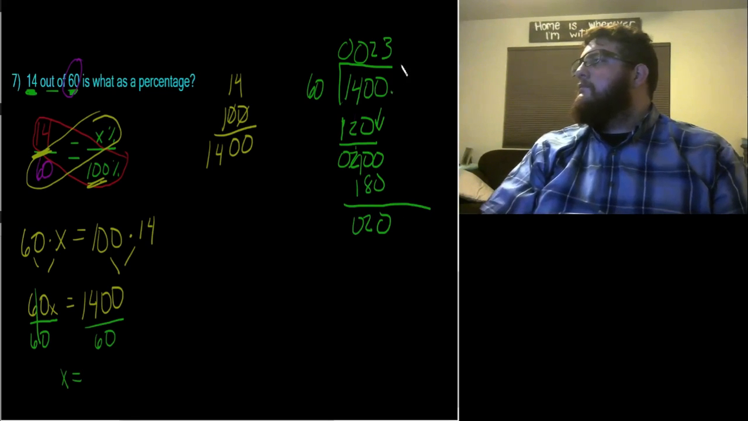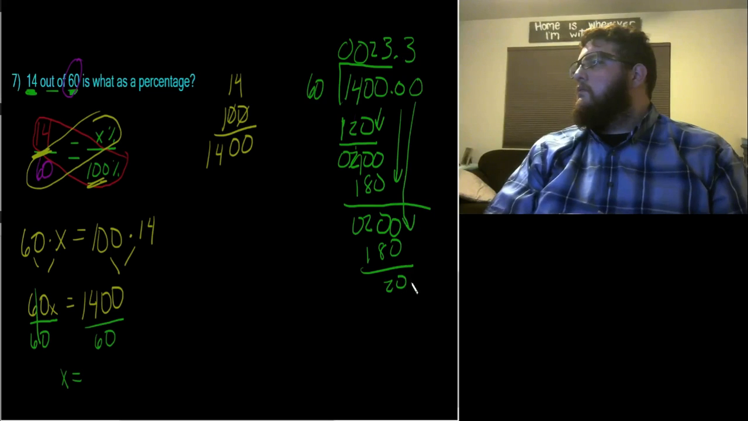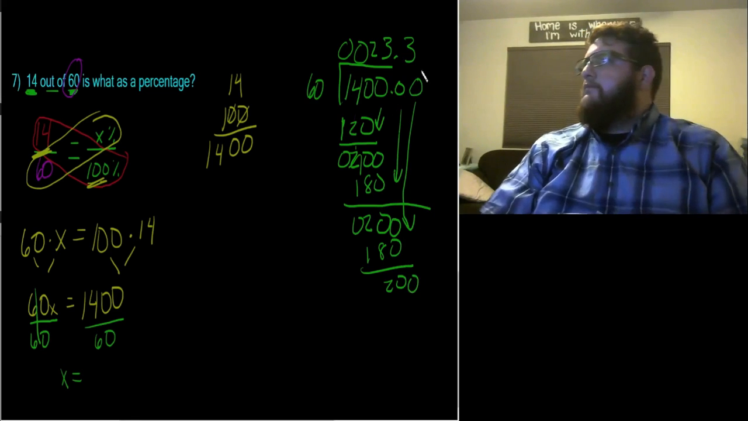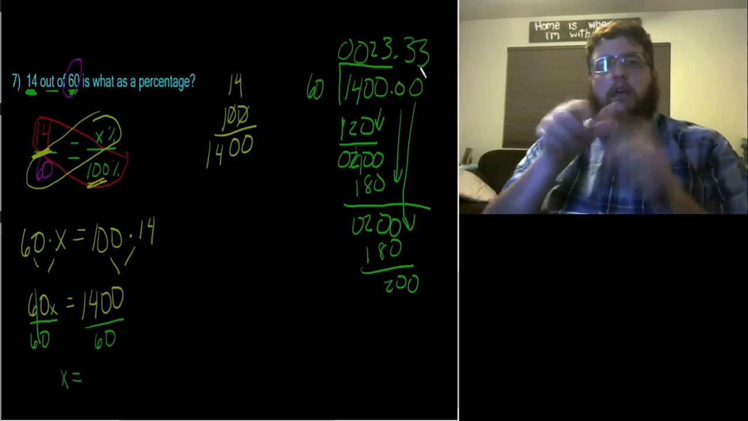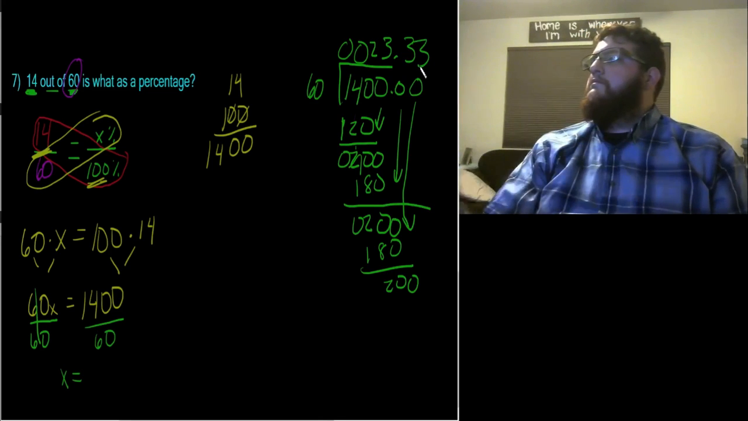Well, we don't have another 0 to add, so we'll add a decimal place and add a 0. Bring that 0 down. 60 goes into 200 3 times. 3 times 60 is 180. If we subtract those, we get 20. Add another 0, bring it down. 60 goes into 200 3 times. You'll see that this keeps repeating and repeating. So we're going to end up with a repeating decimal. So our answer will be 23.33.